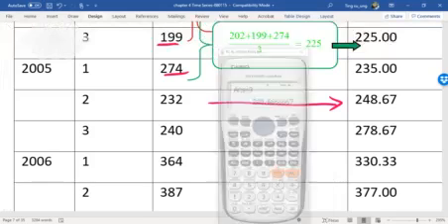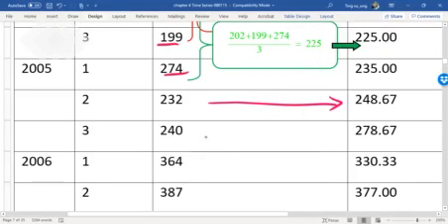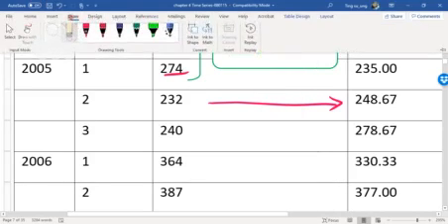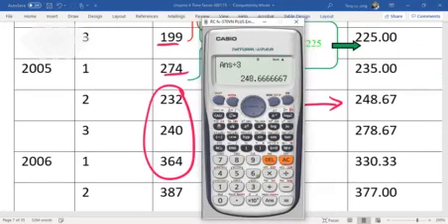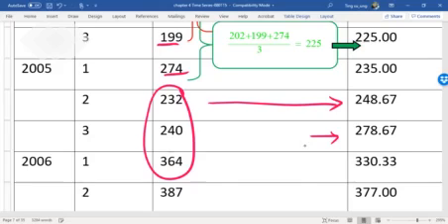Okay, get another 3. This one. 232 plus 240 plus 364. Divide by 3. So 278.67. So your answer here. After that, you skip again.